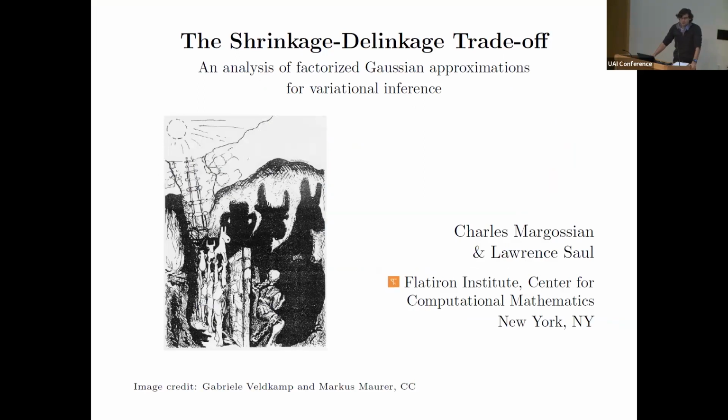Okay, hi everyone, I'm Charles Margossian. I'm one of the co-authors on the Shrinkage Delinkage paper, along with Lawrence Saul. We're at the Flatiron Institute, which is a research institute in New York. We're part of the Simons Foundation, and we focus on computational methods applied to basic sciences, so physics, astronomy, biology.